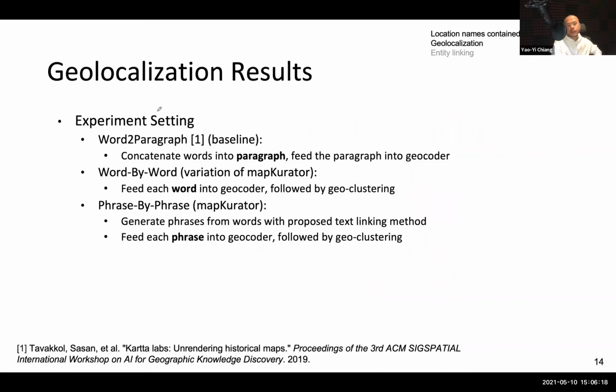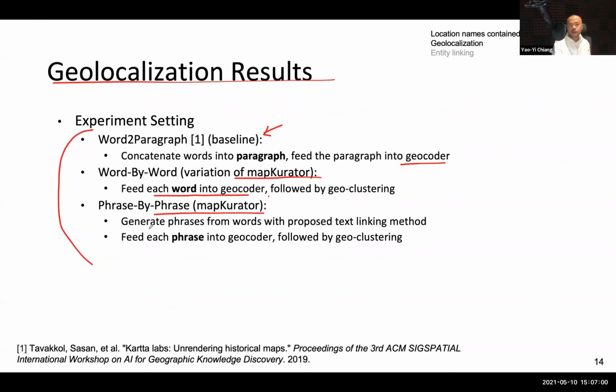The second experiment is for geolocalization. In the experiment setting, we tested 3 types of geolocalization systems. The first one is our baseline. This is a Google AI system. They would just do OCR on the map and put all the words together into one paragraph, feed the paragraph to a geocoder, and hope the geocoder would be able to figure out the location. The second approach is a variation of MapCurator. Here we feed each word into the geocoder, and then we do this clustering method. The third method is our MapCurator. This is our real MapCurator.